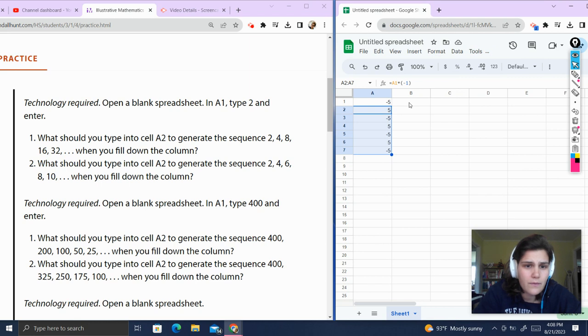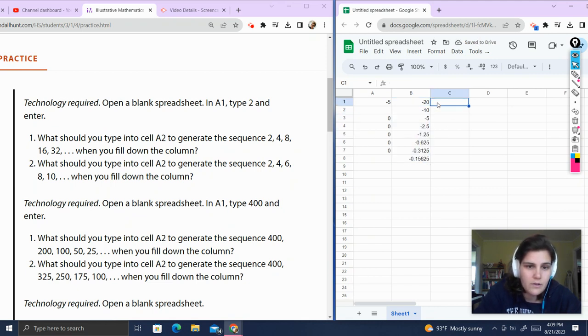What about the first 5 terms of a geometric sequence that starts with -20? We're going to do this one over here. We start with -20, and we have a growth factor of 0.5. So times 0.5. Enter. We're going to take this, and we're going to drag them down.